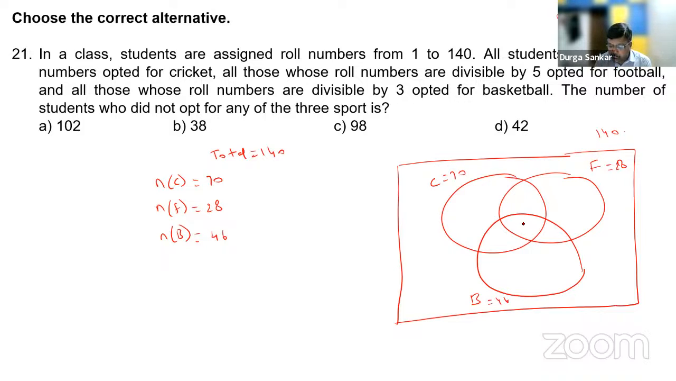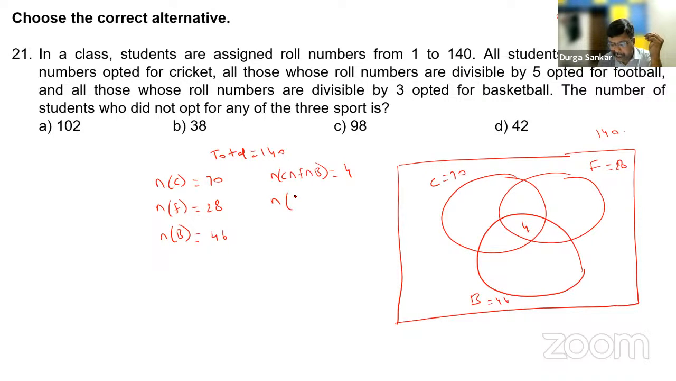I will start with the most common area. So I want students who play cricket, football, and basketball, which means we are looking at roll numbers which are divisible by 5, 3, and even. Even means 2. So numbers which are divisible by 2, 3, and 5. Numbers which are divisible by 2, 3, and 5 is 30. So numbers which are divisible by 30 till 140 is 4.